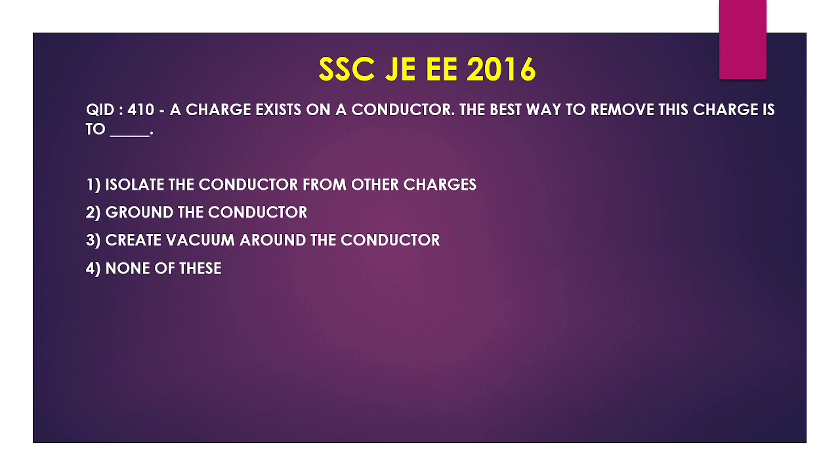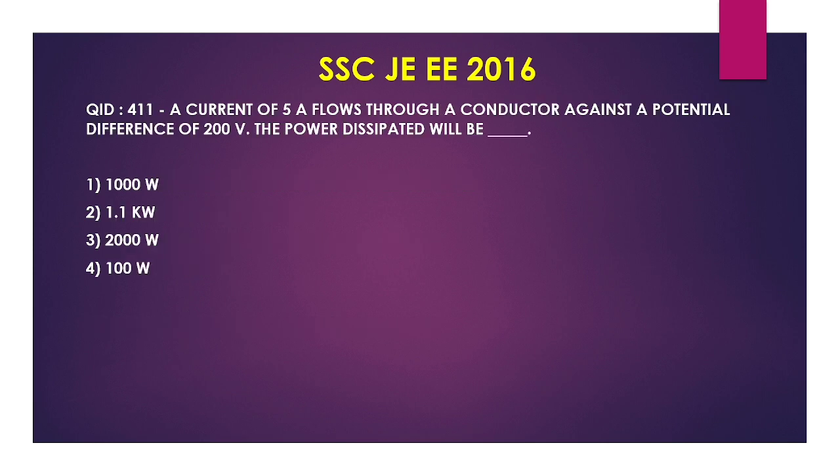Just think. Now let us see the answer. Ground the conductor. If we ground the conductor, the charges accumulated within the conductor will be grounded and removed from the conductor. So the best way to remove the charges from the conductor is grounding the conductor. Now let me move to the next question.